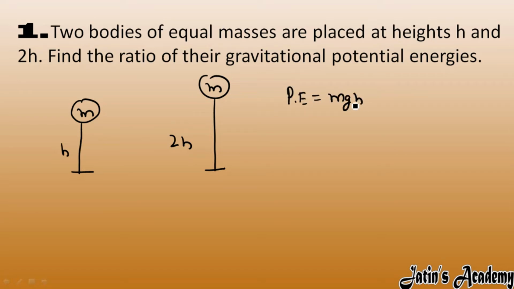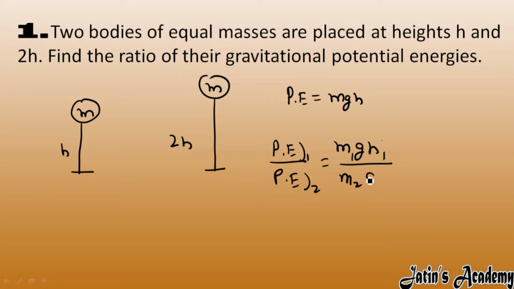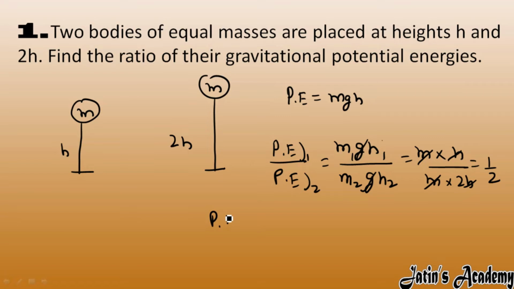Clear? So potential energy of the first case over potential energy of the second case equals mass of first body into g into height of first body over mass of second body into g into height of second body. g and g cancel out here. Mass is also the same, so you can write m. Height is h in the first case and 2h in the second case. So mass and mass cancel out, h and h cancel out, so we got 1 by 2. So the ratio of potential energy of the first case over the second case is 1 by 2, which is 1:2.